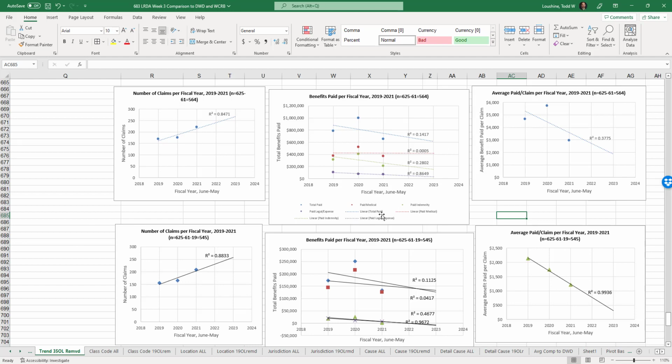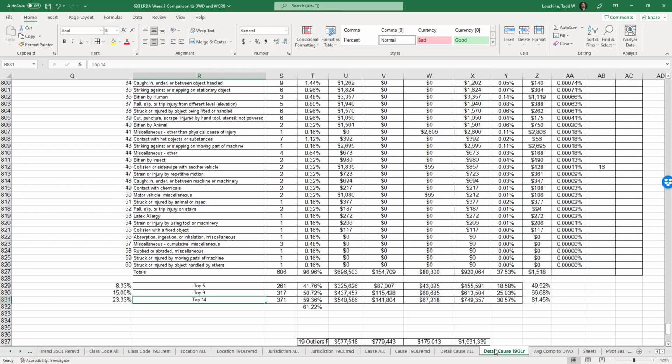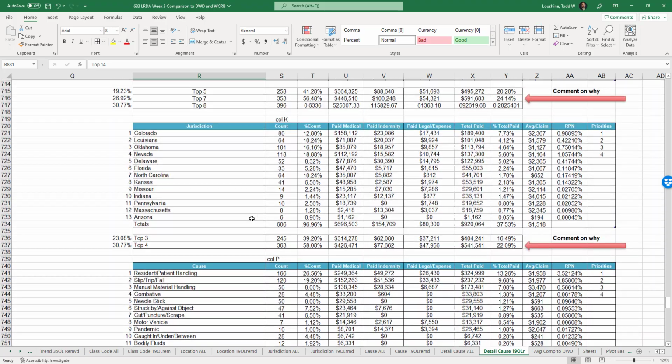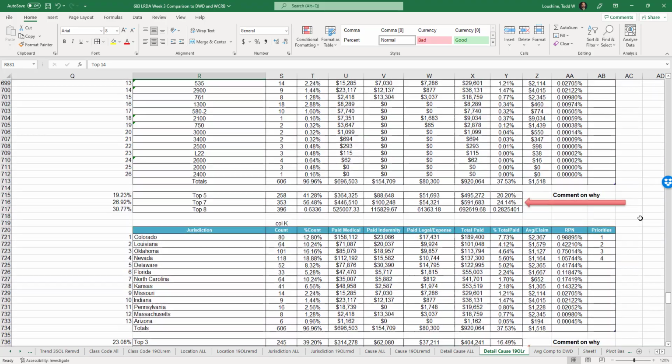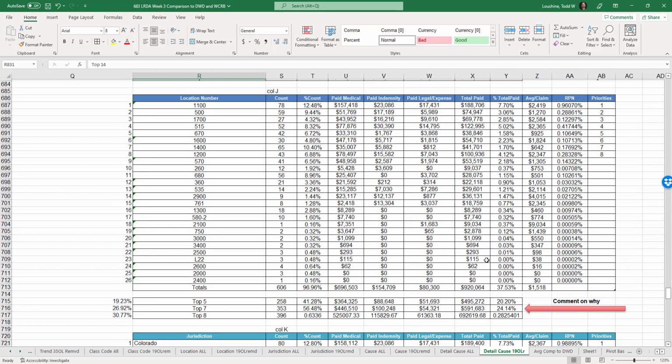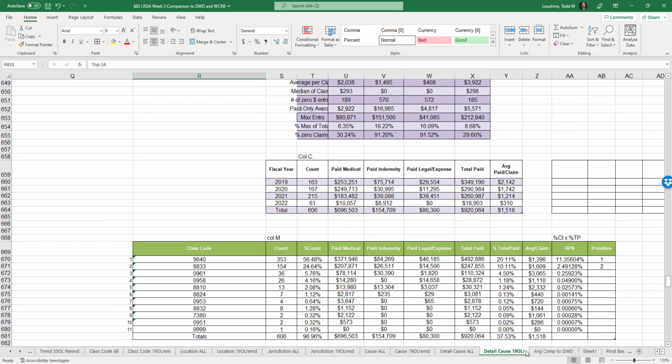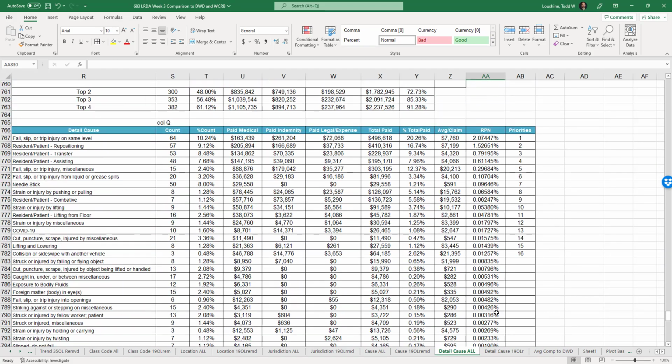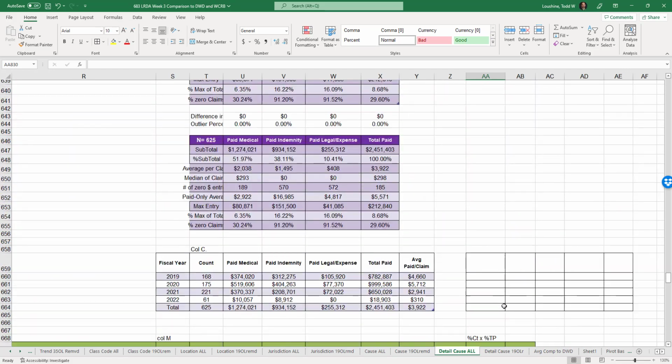As far as what I want for this week, if I just go to the detail, we have all these tables. They make them all look pretty. Make sure you've got the Pareto analysis. Point to where your cutoff is. Explain why. So you're going to have one with the outliers removed, and you're going to have one with the outliers in it. That's really it.